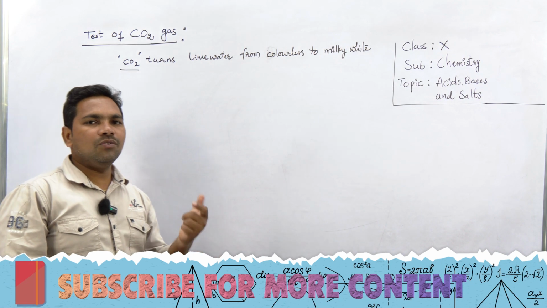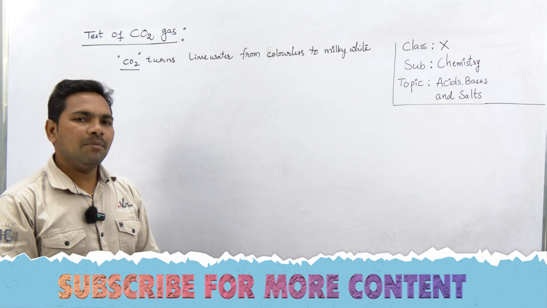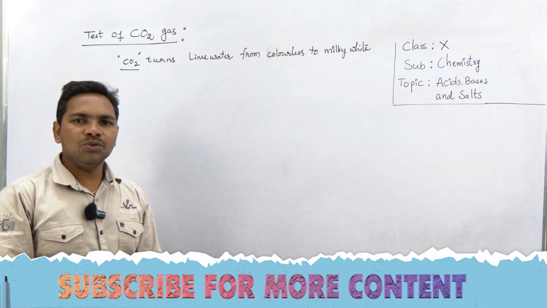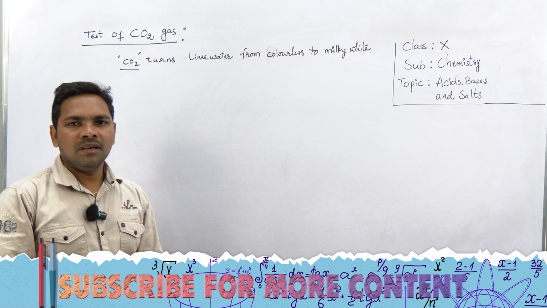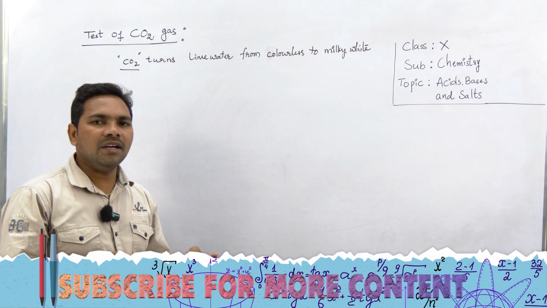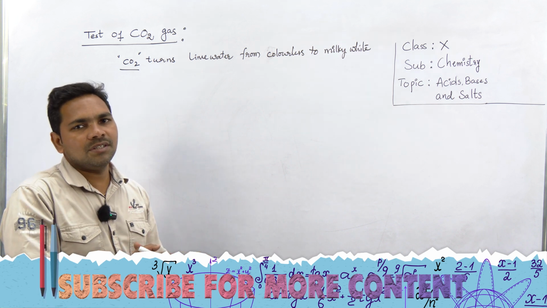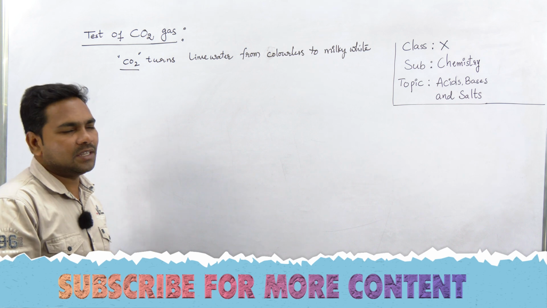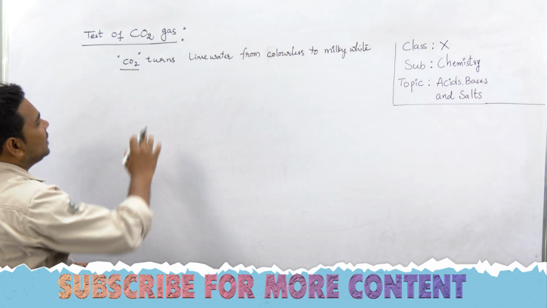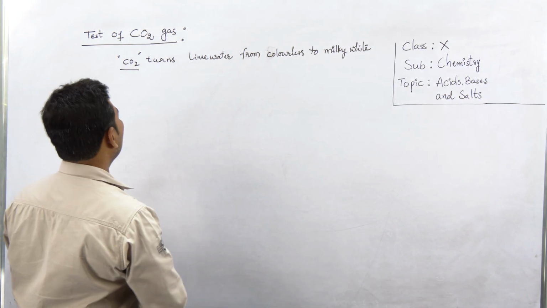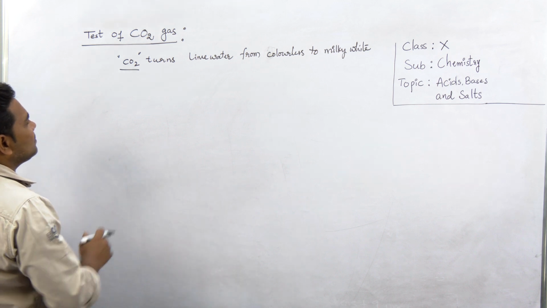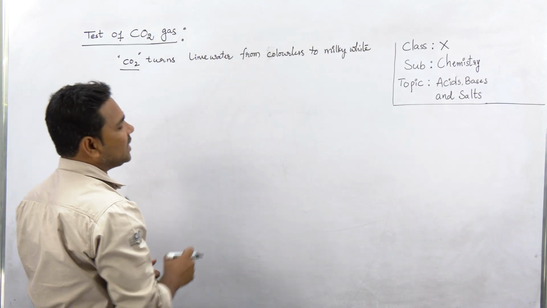Why do we need to identify CO2 gas? Because it is colorless, odorless, and tasteless like other gases. So we can't tell which gas is released, and we have to conduct an identification test for each and every gas released. So in this case, CO2 gas is released, and it turns lime water milky white.